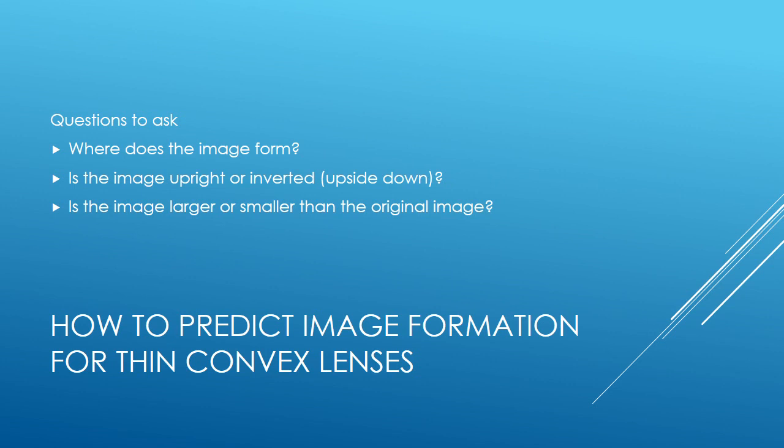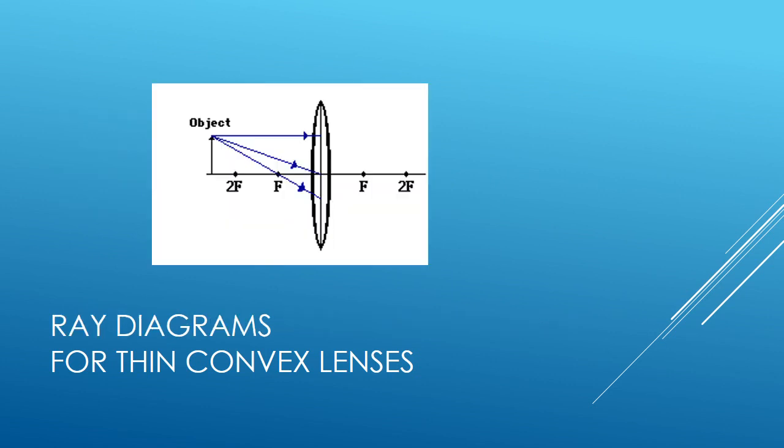So when scientists are coming up with these great technologies, they ask three really important questions when looking at an object through a thin convex lens. One, where will the image of that object form? Two, is the image upright or inverted? And inverted just means upside down. And three, is the image larger or smaller than the actual object? Those are the three questions to keep in mind, and those are the three questions we're going to focus our investigation of thin convex lenses on today.